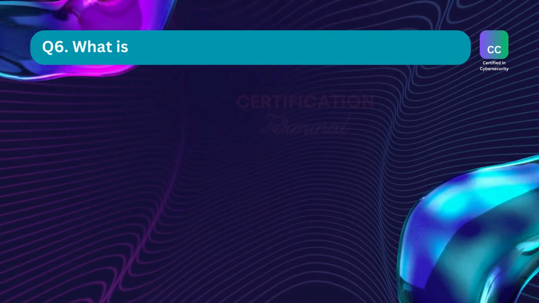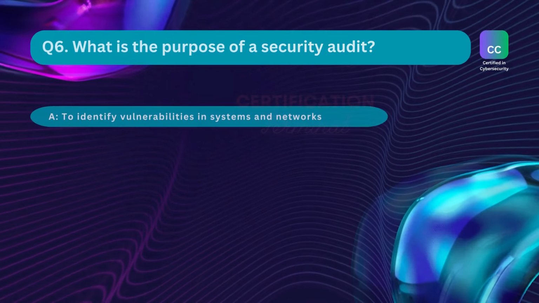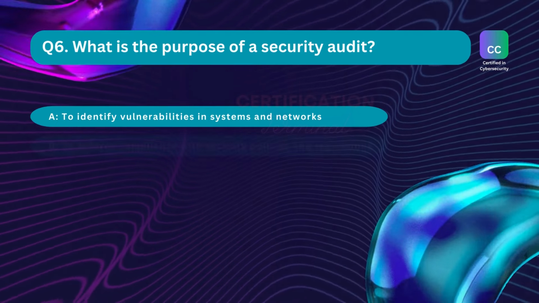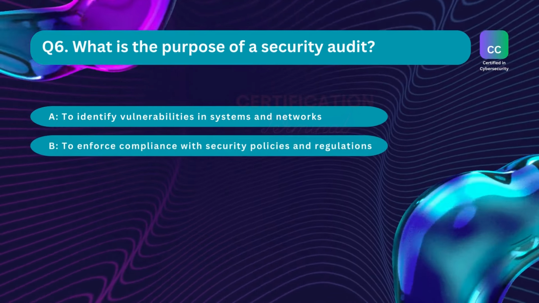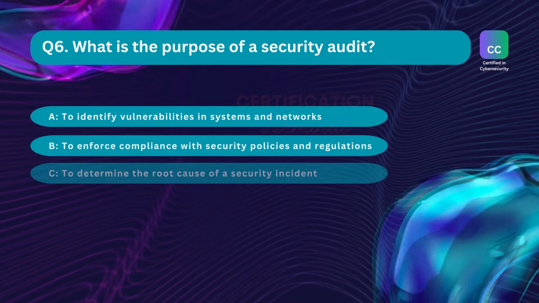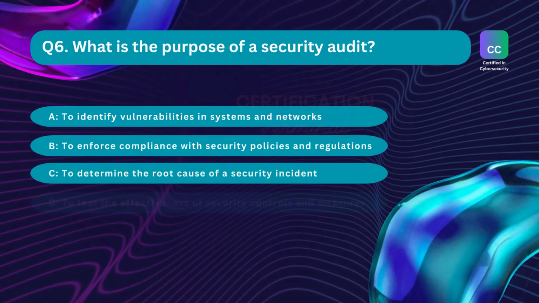Question number 6. What is the purpose of a security audit? Option A, to identify vulnerabilities in systems and networks. Option B, to enforce compliance with security policies and regulations. Option C, to determine the root cause of a security incident. Option D.